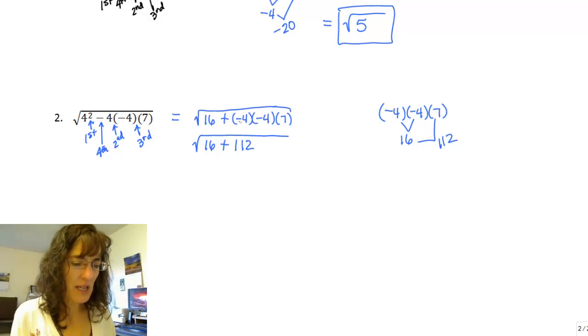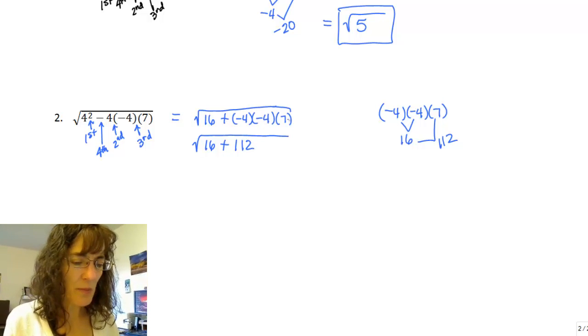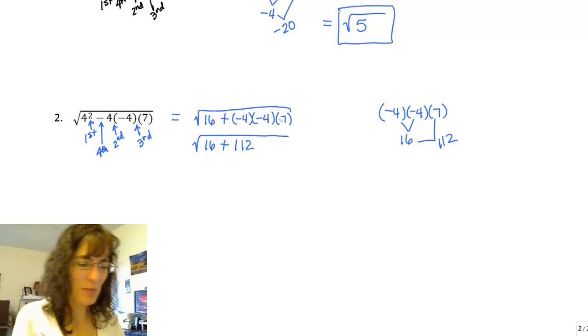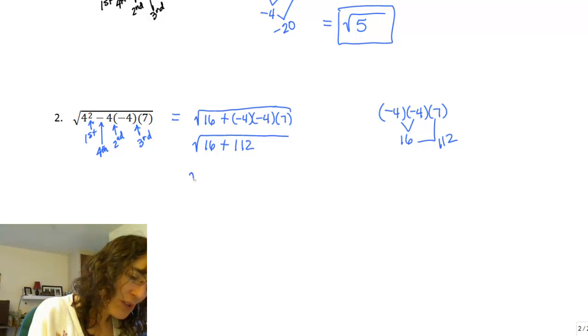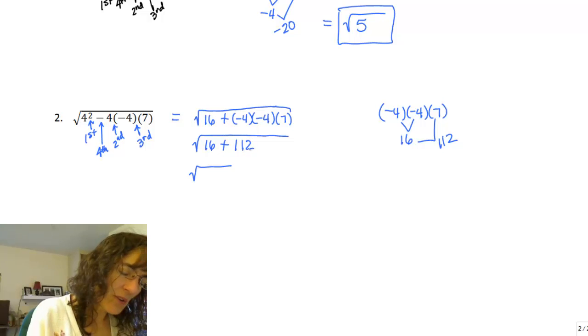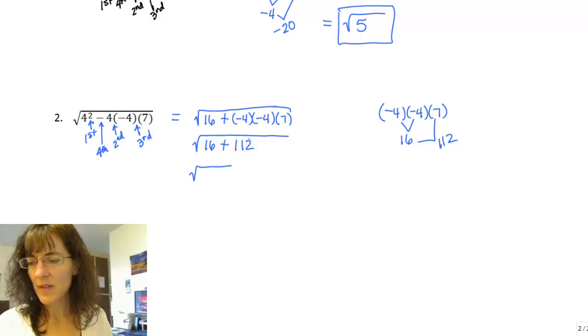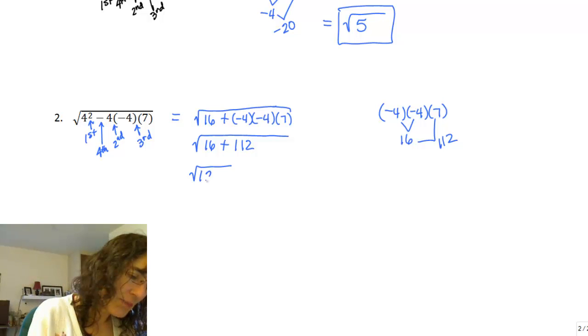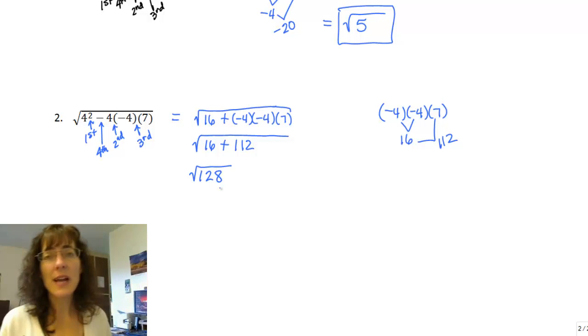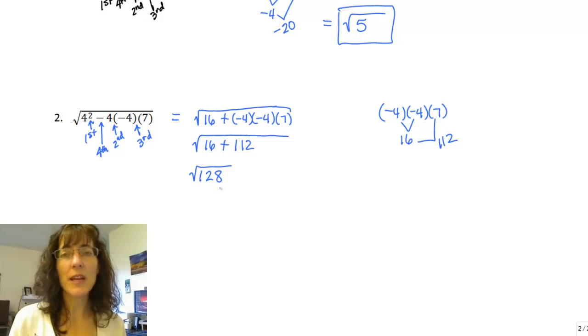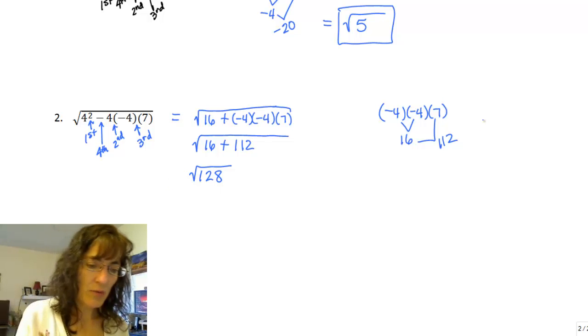And check my sign, so I had negative times negative is positive times positive. It should have come positive for my result. So then I can add those two together. 16 and 112, 128. And then the last thing I need to do is see if I can simplify that radical at all.